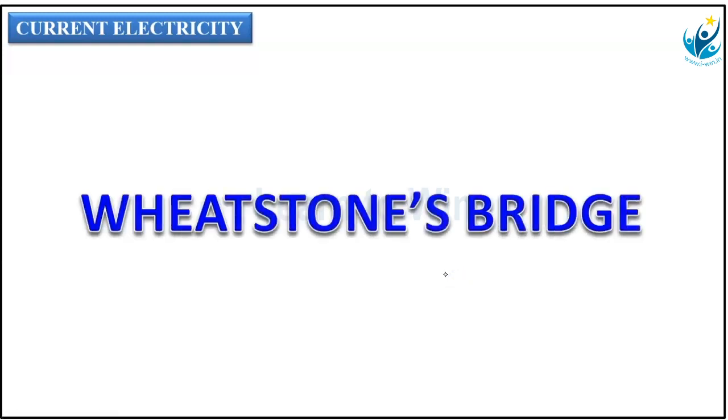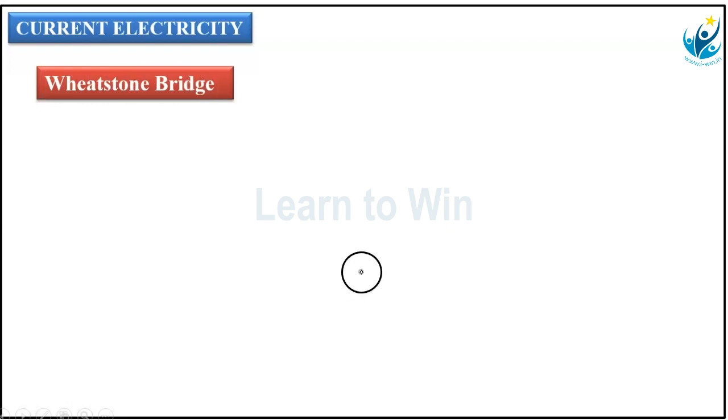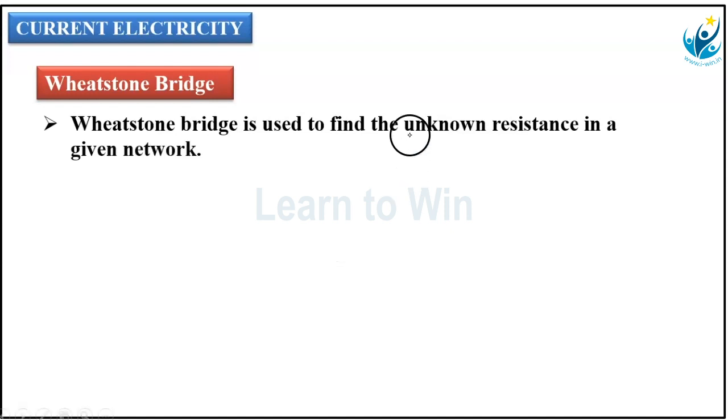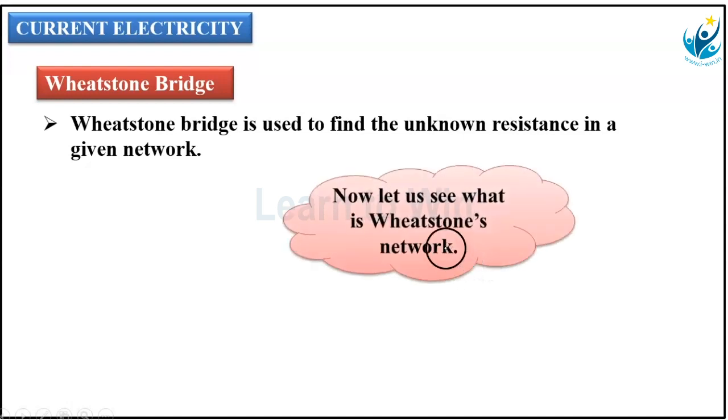Wheatstone's bridge. Wheatstone's bridge is an electrical circuit which is used to find unknown electrical resistance under balancing condition. Wheatstone's bridge is used to find the unknown resistance in a given network. Now, let us see what this Wheatstone's network is.